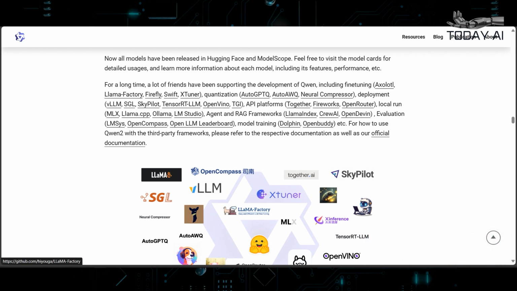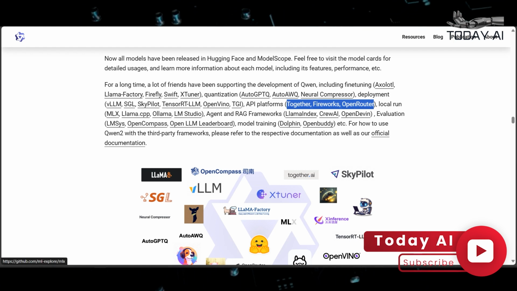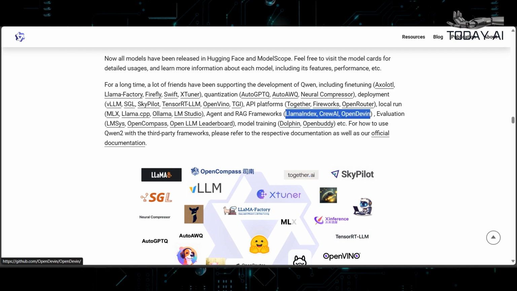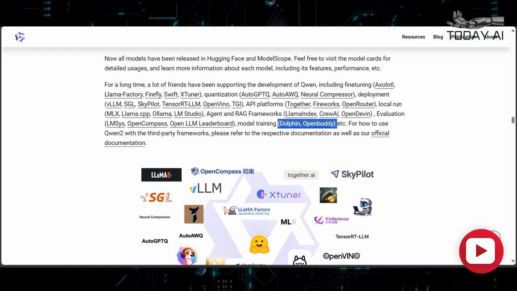Llama Factory, Firefly, Swift, Xtuner, quantization, AutoGPTQ, AutoAWQ, Neural Compressor, deployment, vLLM, SGL, SkyPilot, TensorRT-LLM, OpenVINO, TGI, API platforms, Together, Fireworks, OpenRouter, local run, MLX, llama.cpp, Ollama, LM Studio, agent and RAG frameworks, LlamaIndex, CrewAI, OpenDevin, evaluation, LMSYS, OpenCompass, Open LLM Leaderboard, model training, Dolphin, OpenBuddy, etc.